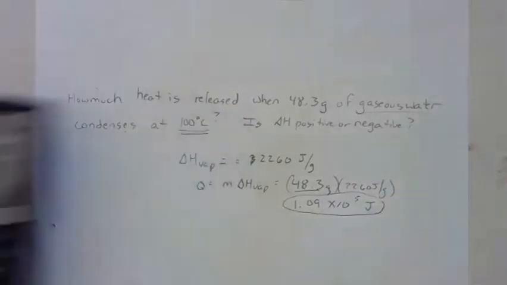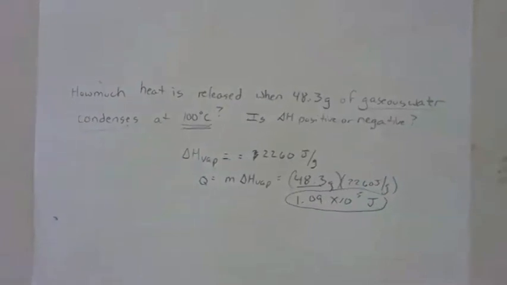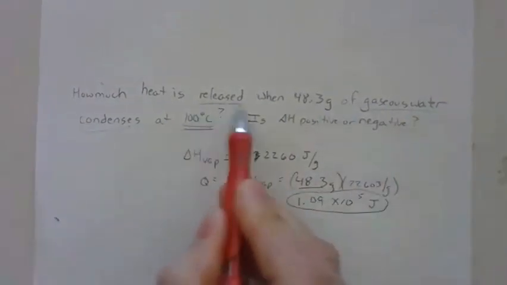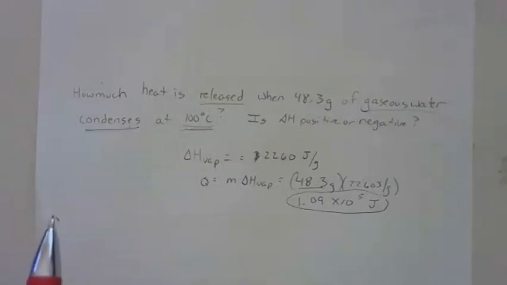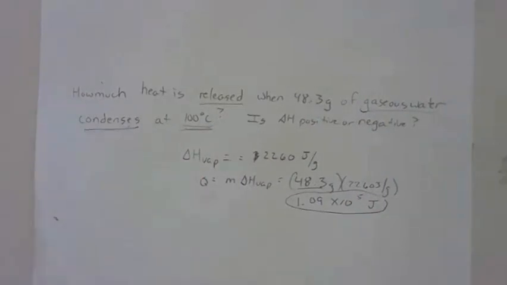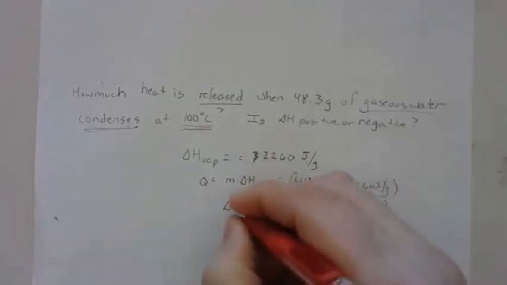And finally, is it positive or negative delta H? Well, since heat is being released and it's condensing, those are the clues I need to let me know that heat is leaving the system, it's exothermic, and therefore delta H is going to be negative.